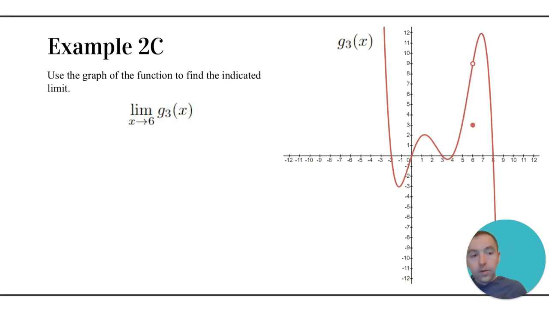And then for a third example, we still have the hole, but now we've made sure that the function is defined at the point 6, but it's way down there, right?